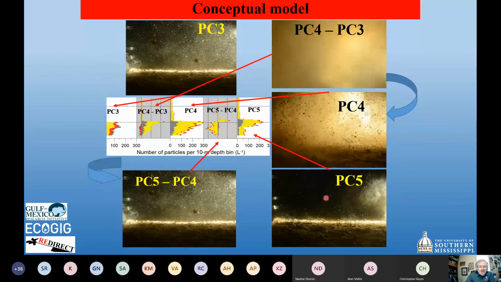And PC5, then we have in general a different composition. We have large particles, small particles, but generally a different composition again than we had before. So it changes over time.